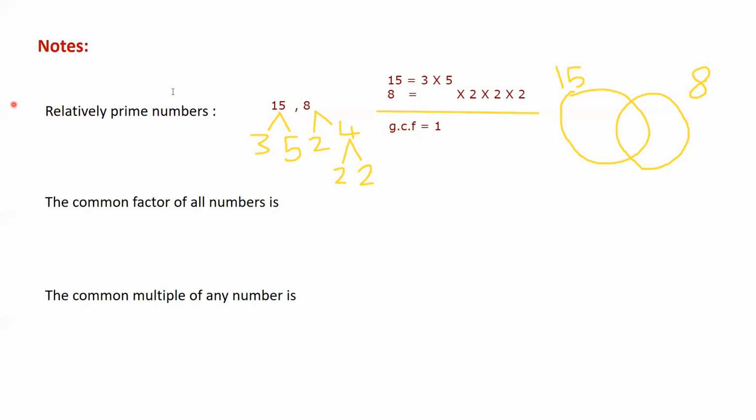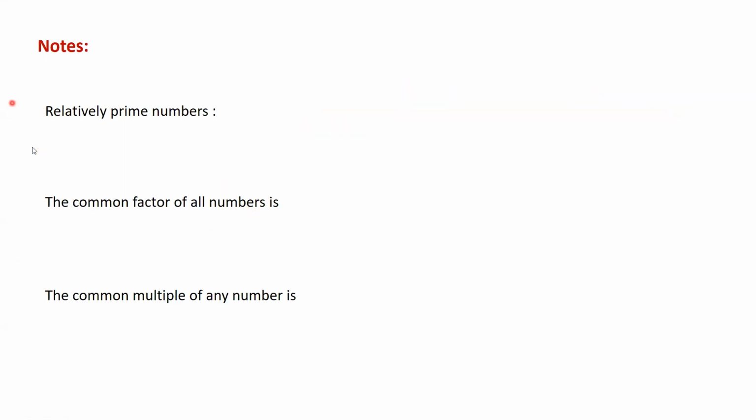Of course, here in the 15, we are going to put its factors, 3 and 5. And here we find that it will be 2, 2, and 2. So again, what is the meaning of relatively prime numbers? Two numbers that have no common factors in between. What is the common factor of all numbers? Can you remember? Yes, sure, it's 1.